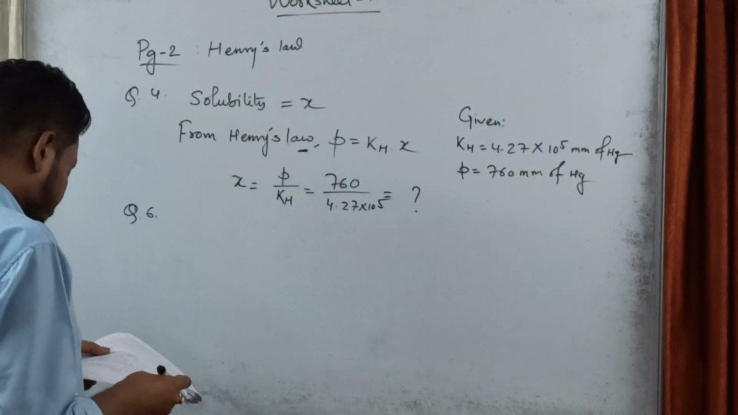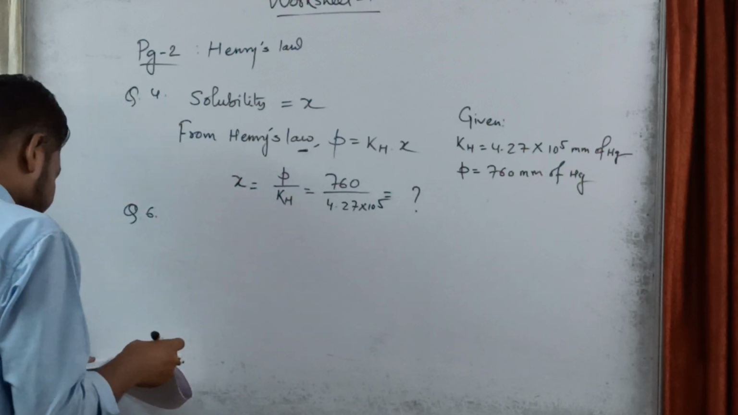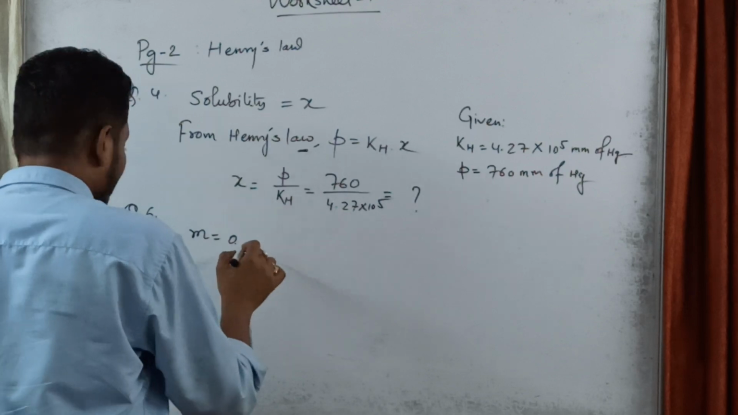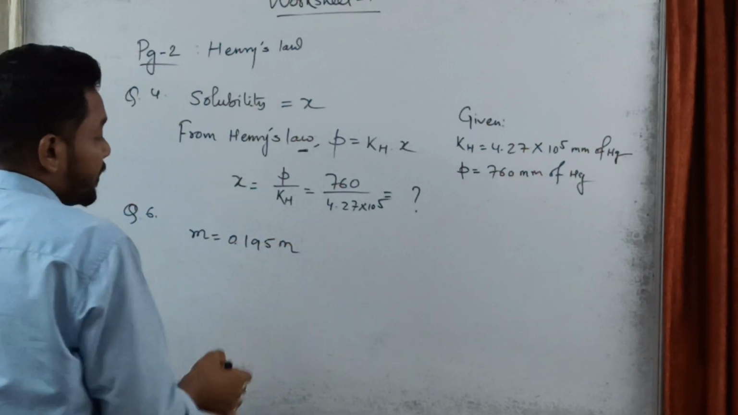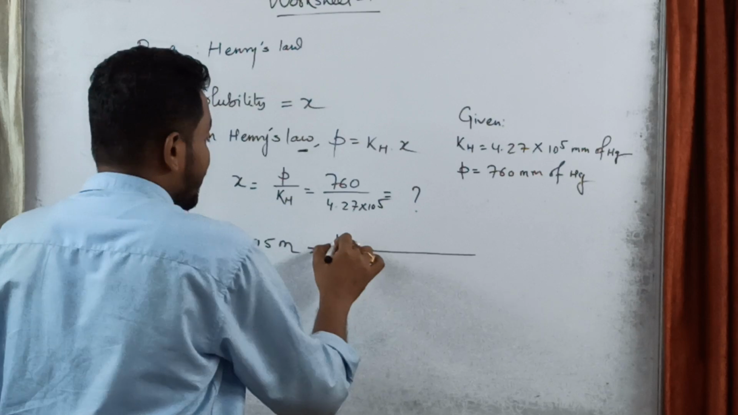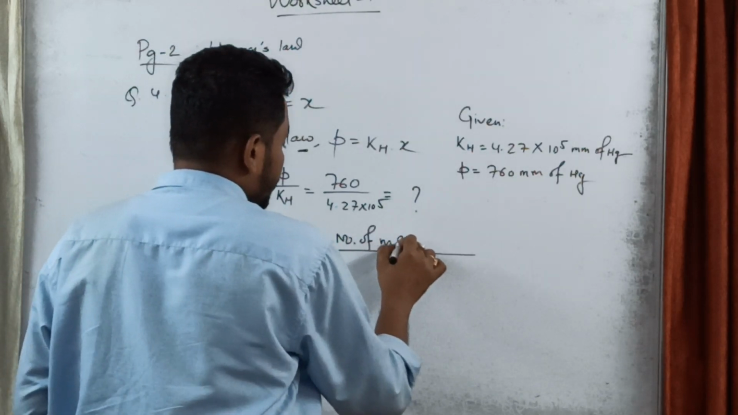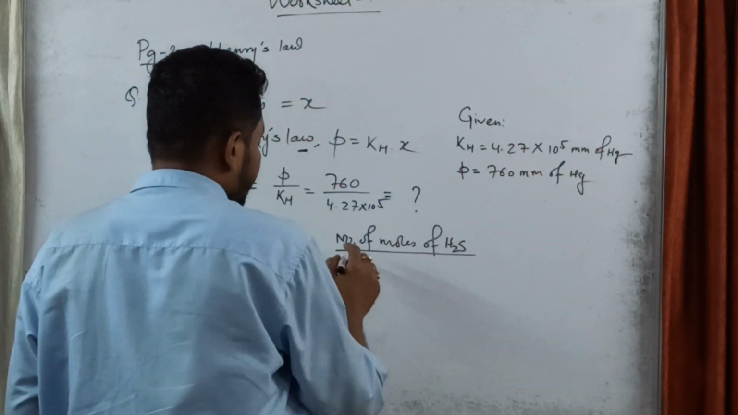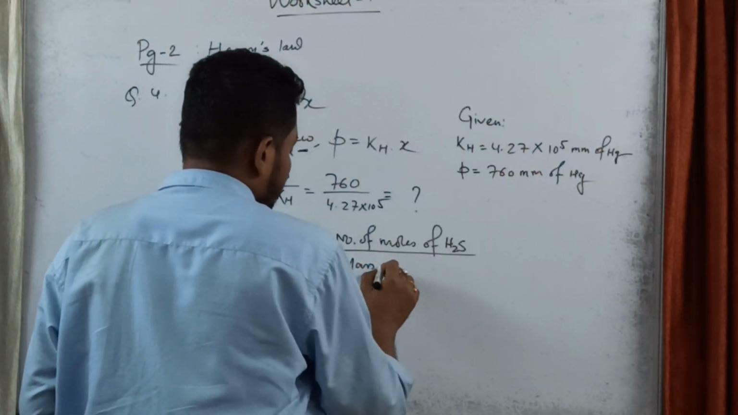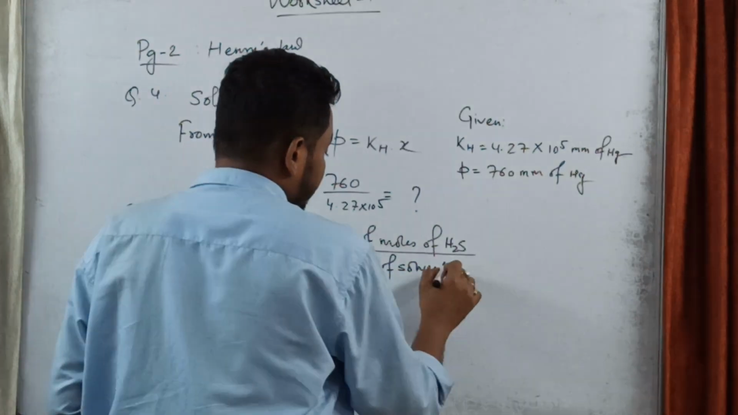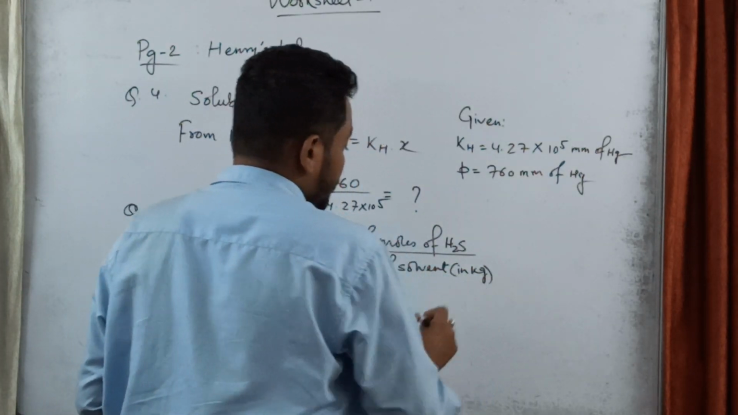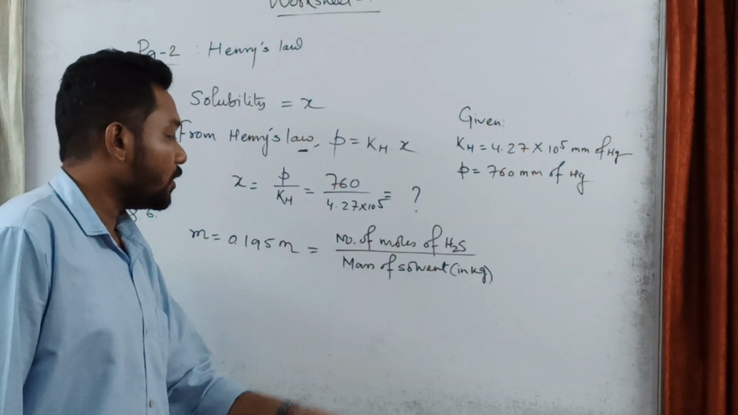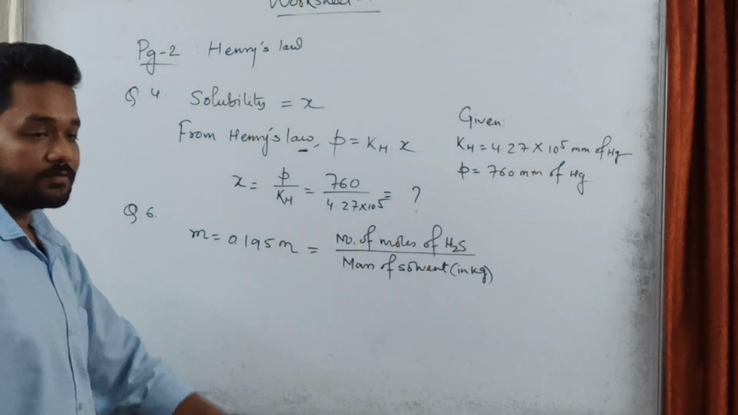Now the thing is that the solubility is already given, that means molality is given, 0.195 molar. And what is the definition of molality? You all know that, it is the number of moles of solute. Here the solute is H2S, so you will write the number of moles of H2S divided by mass of solvent in kg. So 0.195 molar is given as the solubility or concentration.